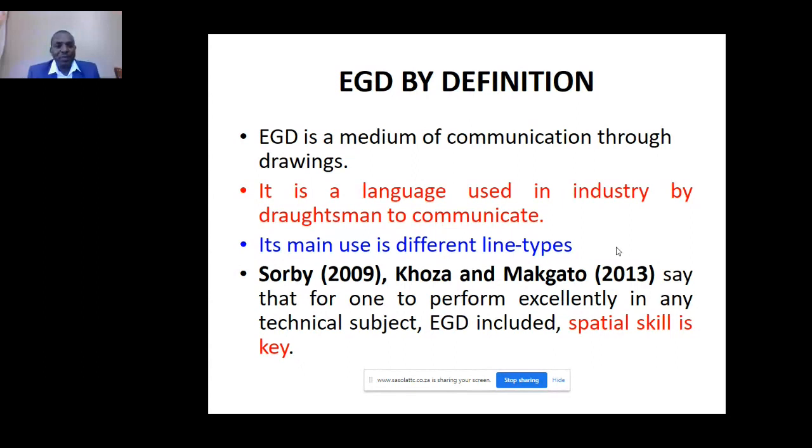We have agreed that in any technical subject, engineering, graphics, and design included, they need what we call spatial skill. In the study that I did in 2013, to investigate the spatial skill in an individual, we used a test that was developed by a man called Guay at Purdue University in the United States. But things have changed. We cannot be stagnant. We cannot afford to continue doing things as they were years ago, because things have changed with time, hence the integration of ICT in the fourth industrial revolution.